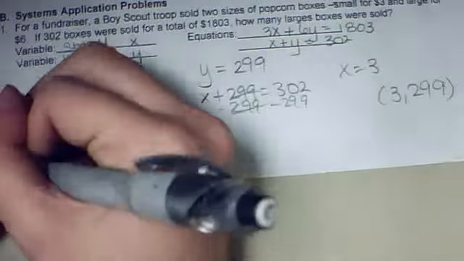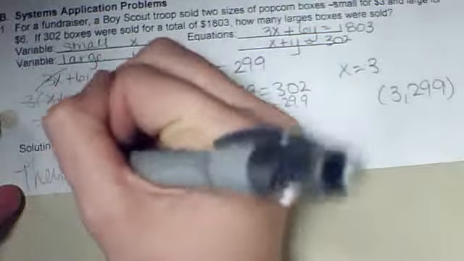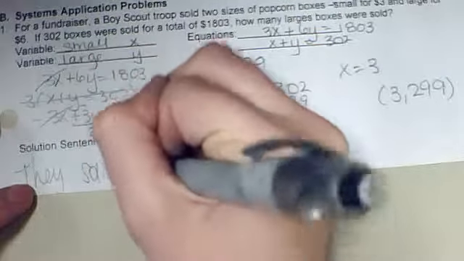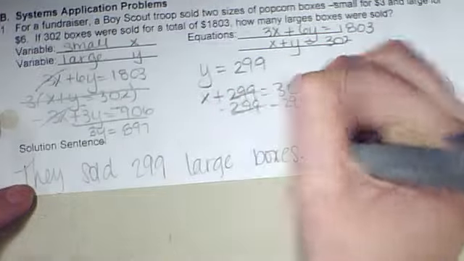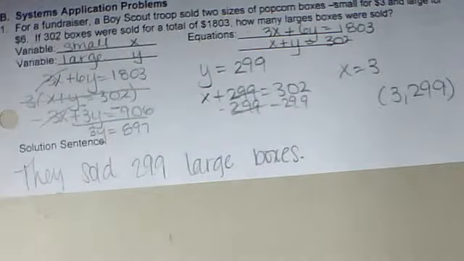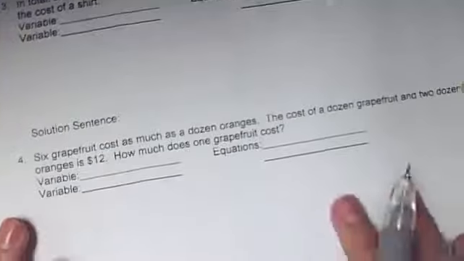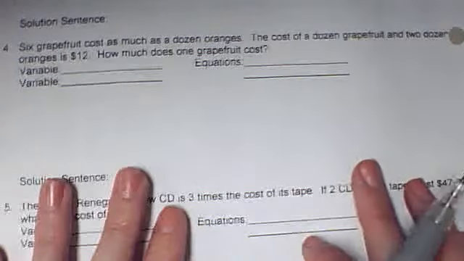My sentence is, they sold 299 large boxes. Now, your sentences don't have to be fancy, but they do need to be complete, meaning I need a subject and a verb. Let's look on the back. We did a couple of these together as well. We looked at number 4.